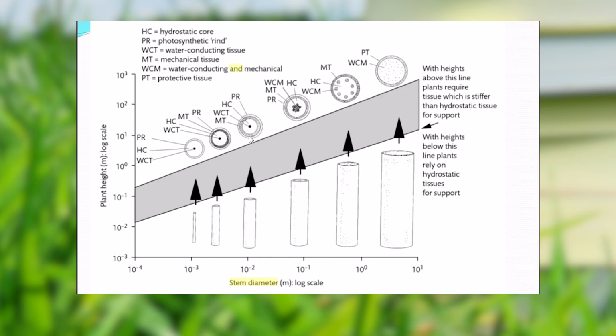But slowly the structure got modified, and we can see there was a presence of water conducting tissue along with mechanical tissue. They say that if this particular stem attains a height above this line, only hydrostatic tissue won't be able to give it support. So the presence of mechanical tissue was also necessary. This is just a relationship between the stem diameter and stelar construction as proposed by Niklas in 1997.